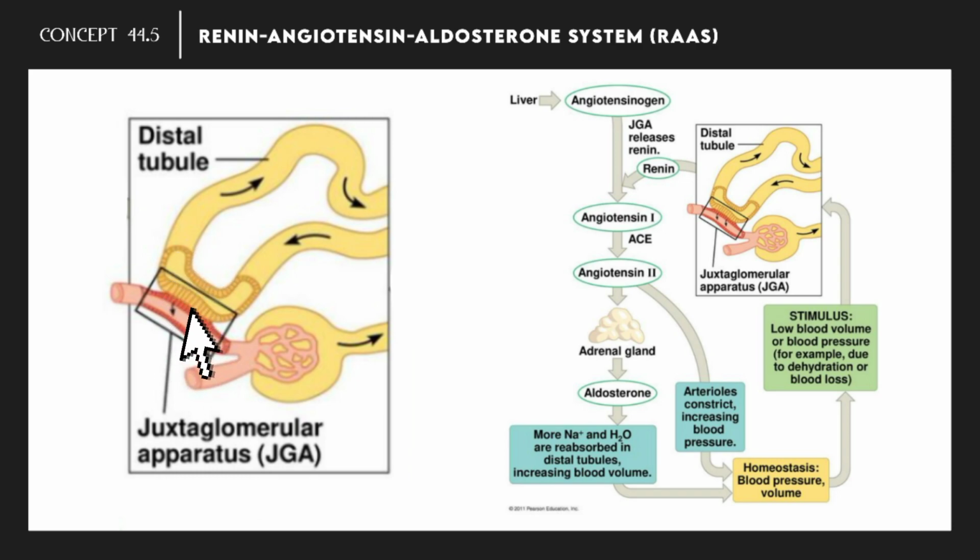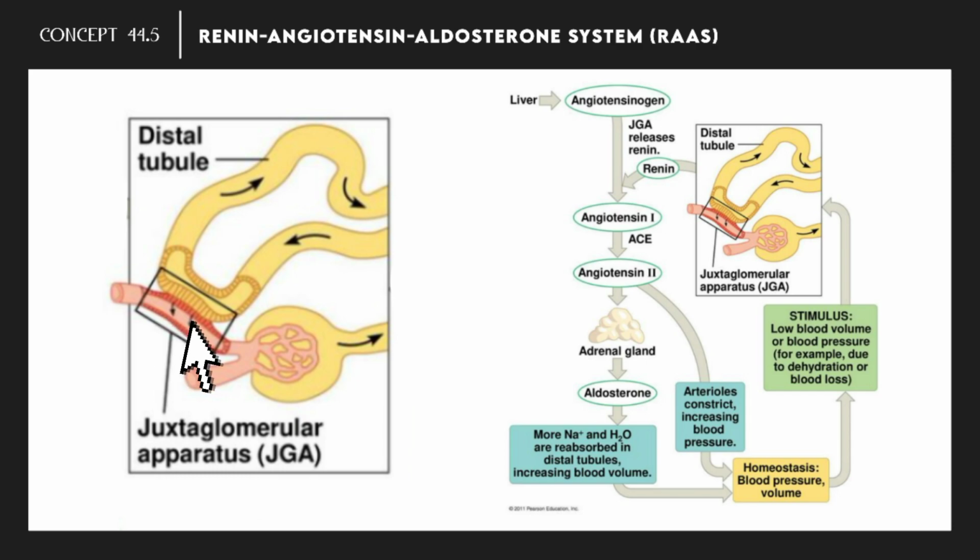Around the afferent arteriole, there are juxtaglomerular cells, and these cells are actually baroreceptors, meaning they detect pressure. So when blood passes through this arteriole, it detects blood pressure and volume. Low blood volume triggers the juxtaglomerular cells to release renin enzymes.